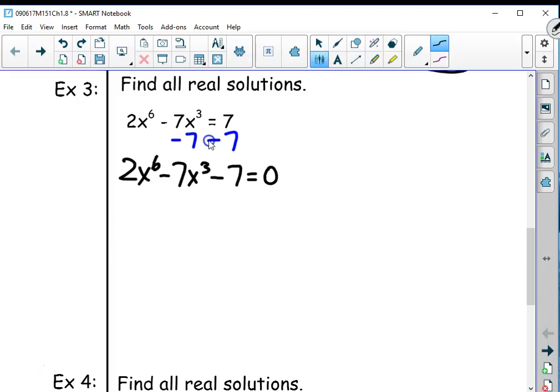If we look at AC factoring, we get 2 times -7, which is -14. I can't think of any factors of -14 that when added or subtracted will give us that -7. So our next best thing to do is to just use the quadratic formula.